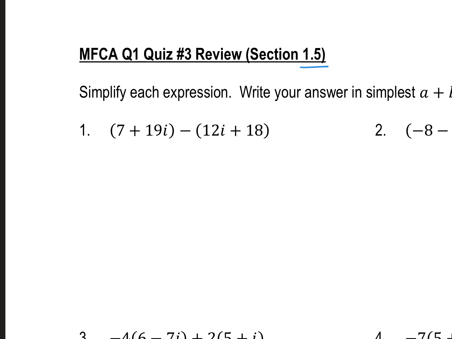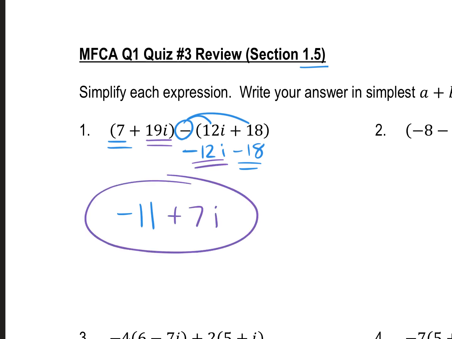When we're subtracting, what should we do first? Distribute the negative. So it turns into a minus 12i and minus 18. Then from here, we're going to combine our like terms. So I'm going to start with the real parts, because our real part has to come first. What's 7 minus 18? Negative 11. And then our imaginary parts. What is 19i minus 12i? So negative 11 plus 7i would be our answer.